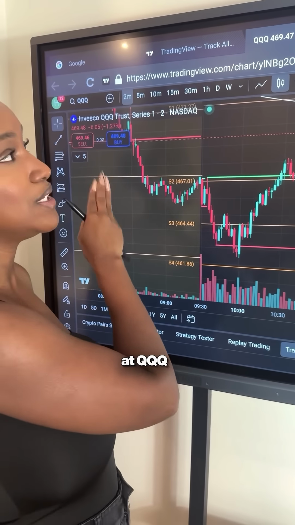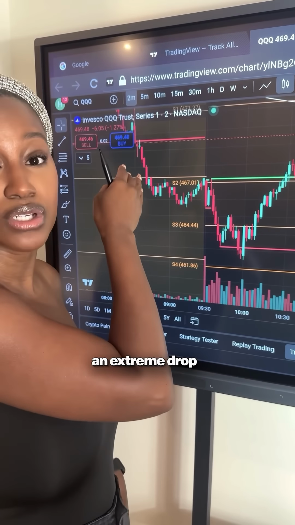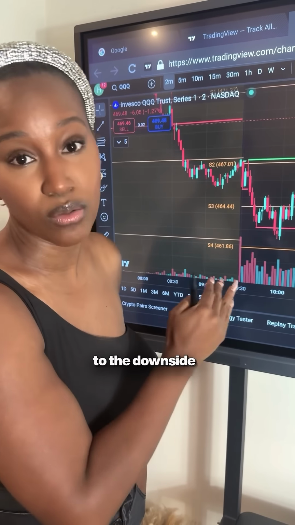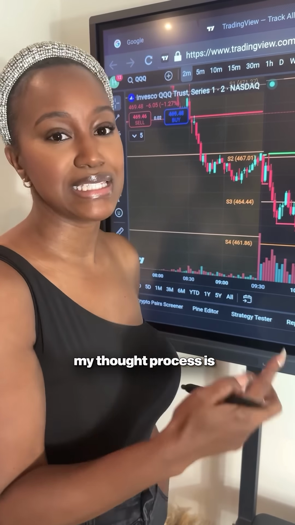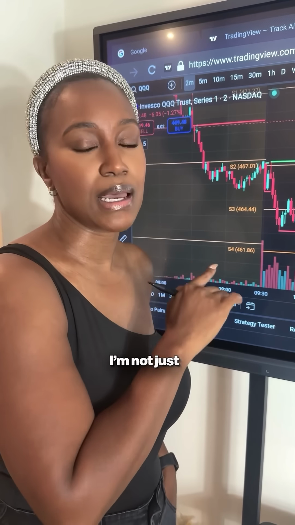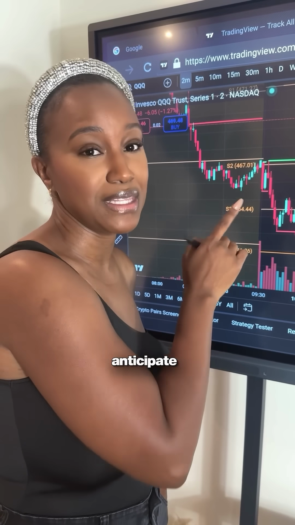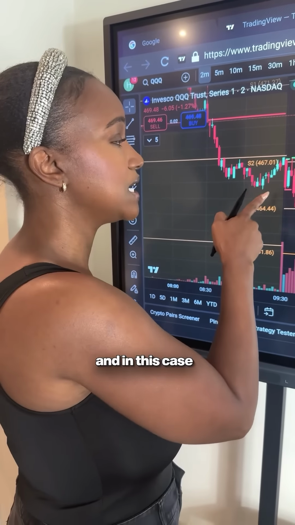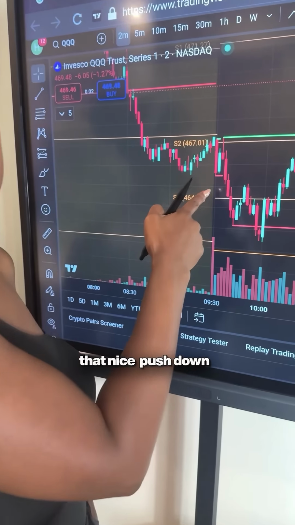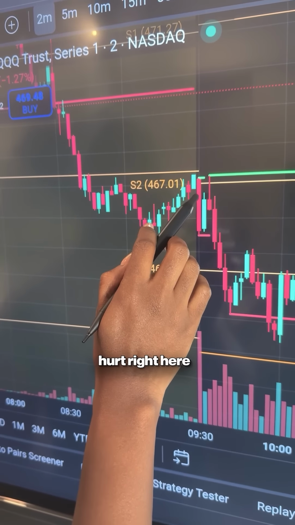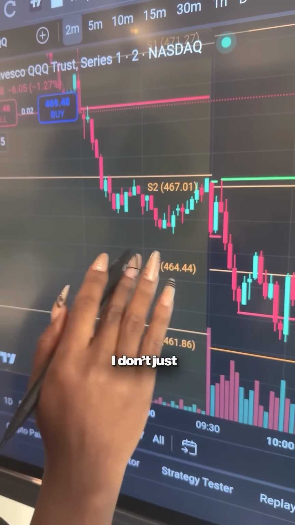So currently in QQQ this morning, there was an extreme drop in pre-market, like a really steep drop to the downside. So my thought process is that when market opens, I'm not just going to jump into a put, because they may anticipate that a lot of people are going to do that. And in this case, my friends, it did make that nice push down, as you can see here, got people excited and got them hurt right here. So this is a clear reason why I don't just jump into anything.